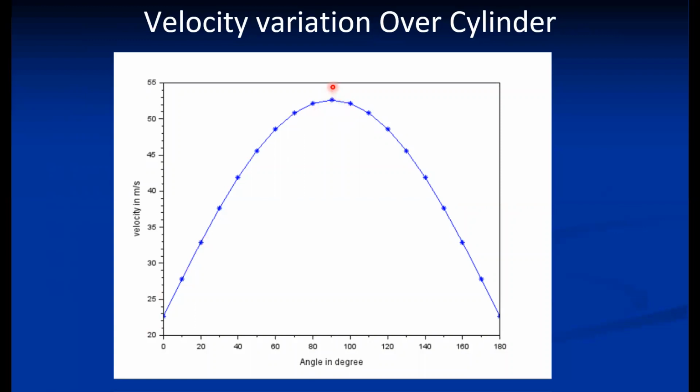It reaches the maximum velocity at the center, that is at 90 degrees, where the pressure is lowest, and again the velocity decreases in the downstream zone. So this is the velocity variation when the flow takes place over a cylinder.